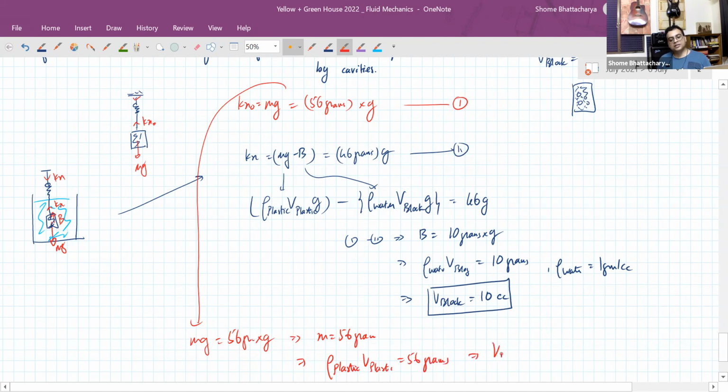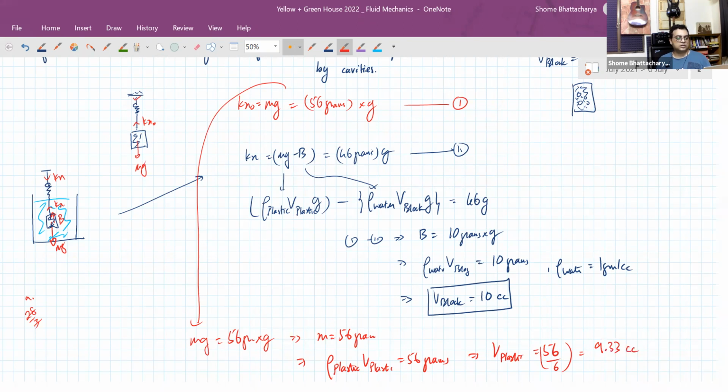So what is the volume of plastic accordingly? It is 56 divided by 6, which is how much now? 28 by 3, right? So that is 9 point something, 9.33 cubic centimeters. Okay. So you can see there's a difference, a small difference, but it's significant.